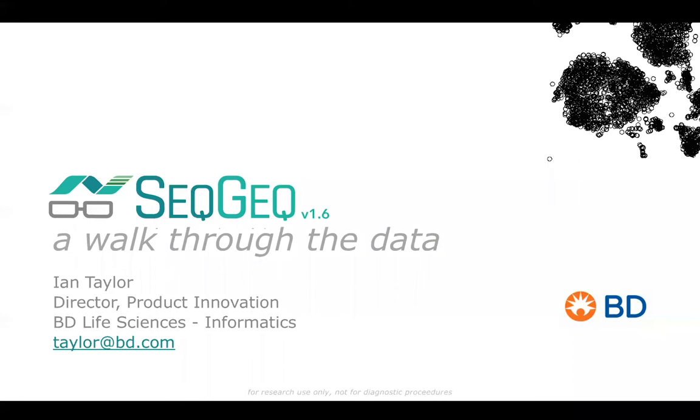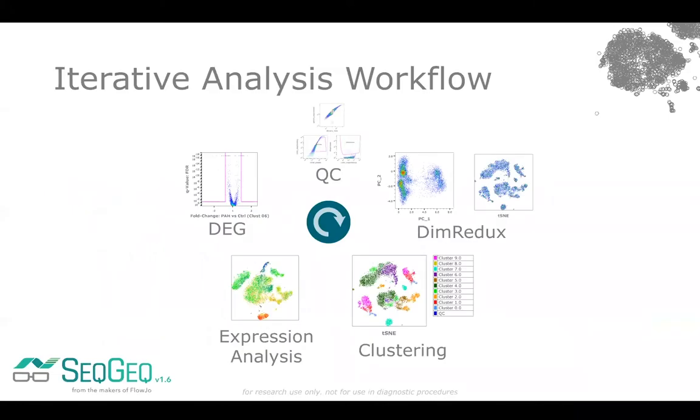So I just want to give you a little orientation of what I'm going to go through here. Basically, I walk through the data, as the title says. I'm just going to take you through the platform, show you what the informatics solution from FlowJo is all about in terms of single-cell sequencing analysis. And then I'm going to show you some live examples of how you can utilize the tool and give you a feel for the platform and how it works. Feel free to drop questions into the Q&A box or into the chat during the session, and I'll try to answer those live as well.